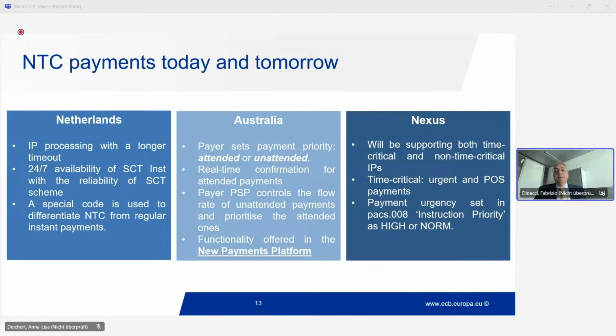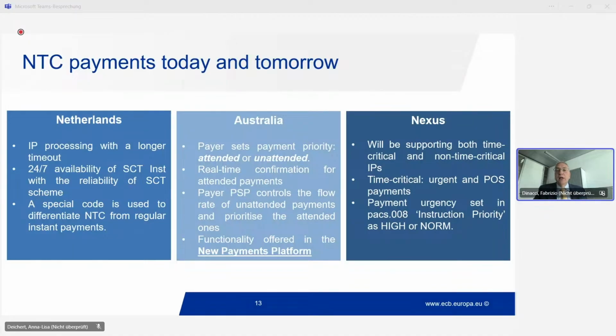I don't want to give any extended time to my bank or the bank of the beneficiary. Of course, the payer PSP is in control of the flow rate of the unattended payments, and that is where the flexibility plays a really big role, because here the control is given to the payer PSP, which is in control also of the management of the peaks. In a way, the whole architecture is going to be used in a more efficient way. And of course, every payer PSP will always prioritize the attended ones, because those are the ones that cannot be slowed down.